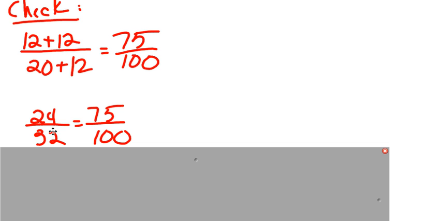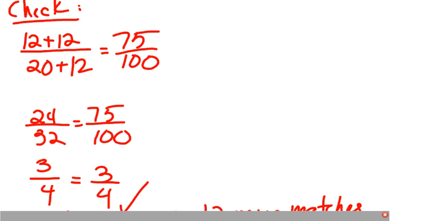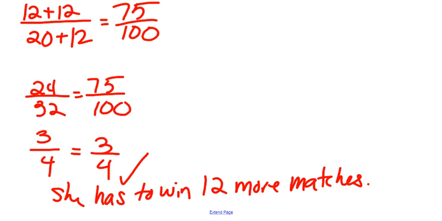Is there anything we could divide out from both 24 and 32 to check that? We can divide an 8 from each of those, and so then we're left with 3/4 equals 3/4. That's a true statement, so x can equal 12. That means Minnie has to win 12 more matches to improve her winning percentage to 75%.